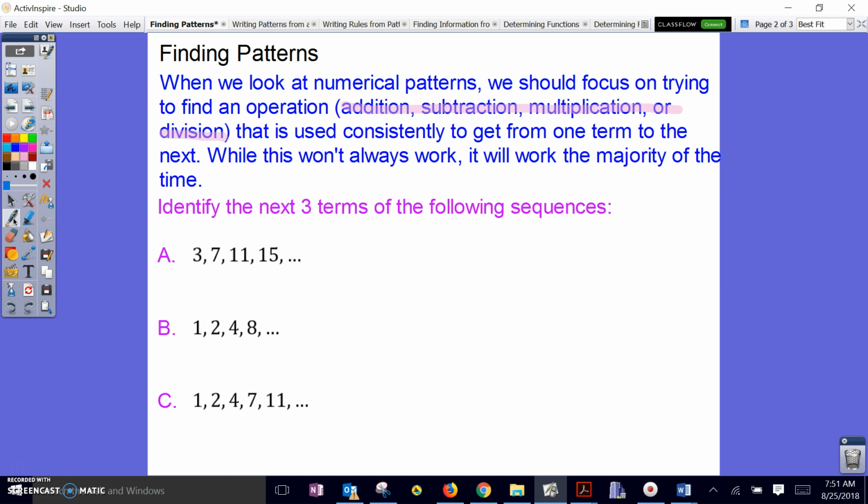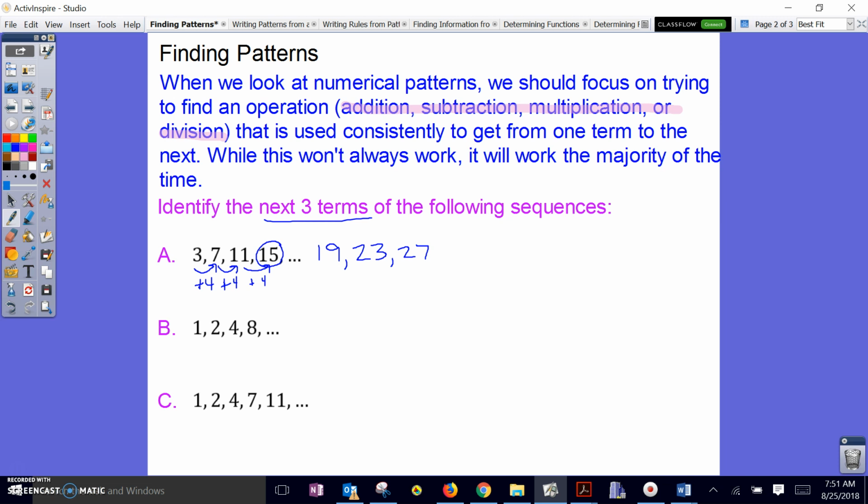So I normally start thinking from the addition standpoint. If I add 4, I get from the first term to the second term, or second term to the third term. So it looks like our pattern here is just going to be to add 4, and we're supposed to identify the next 3 terms. So I'm going to add 4 to this 15, and then add 4 to that, and add 4 to that. And those are my next 3 terms in this sequence.